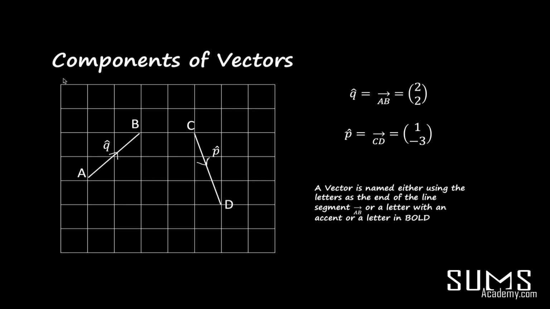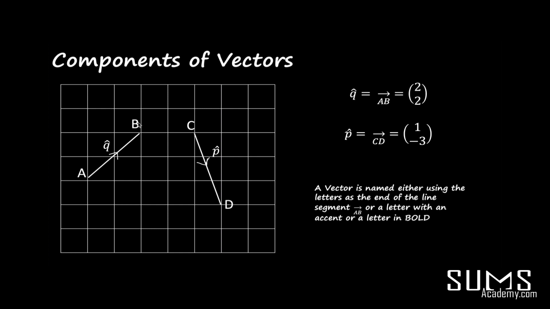So now let's have a look at the components of vectors. What does that mean? Well, that just means what are vectors made up of? What are their components? We've got two vectors here, q and p. Looking first at q, we're saying q is equal to AB with a line over it, and that's equal to (2, 2). So what does that actually mean?